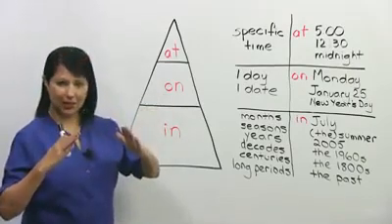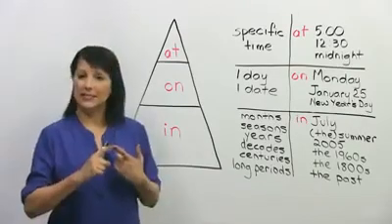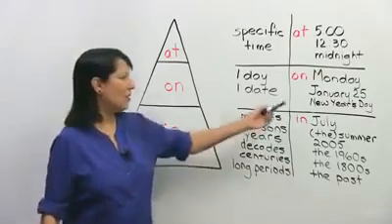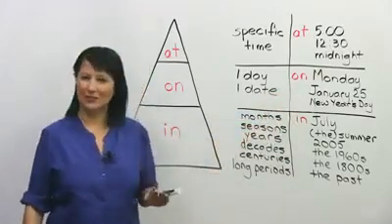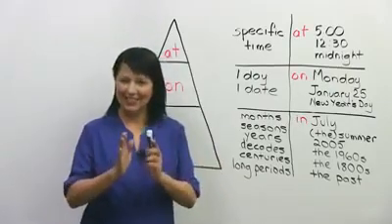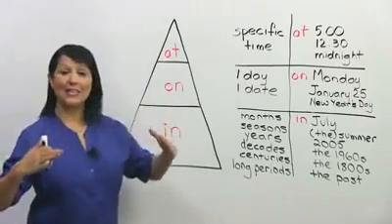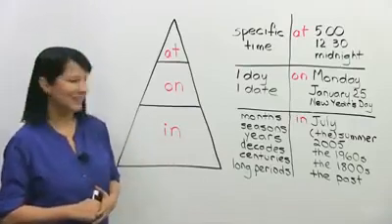On, like the triangle, is a little bit broader and it's used for one day or one date. For example, on Monday or on January 25th, on New Year's Day, right? Got it? Are you with me? Good. Let's continue. Now, in is the widest of the lot, as you can see, like in the triangle.